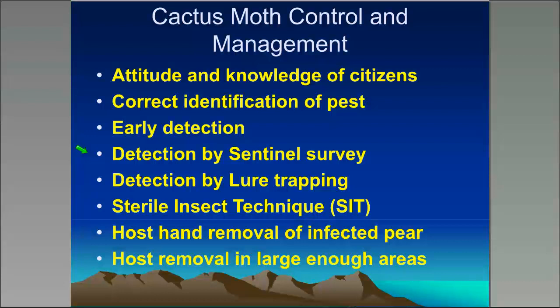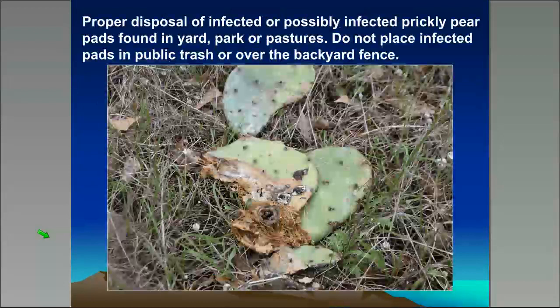Detection of an organism by a sentinel survey, the lure trapping, and I'm going to say a few things about a sterile insect technique, and then host hand removal of infected pear, noting the egg sticks are there and hand pulling them and crushing them on the cement with a hammer to kill them, and then host removal in large enough areas. So think about these things that have come up in our management, but I want to begin with talking about what if I find the Cactoblastis on the prickly pear in my yard.